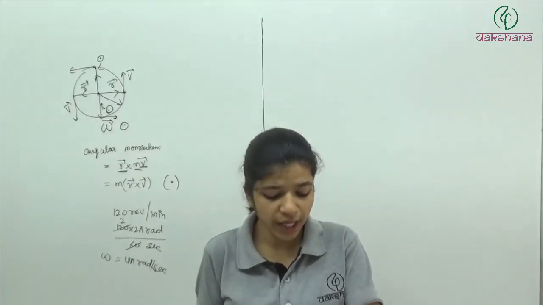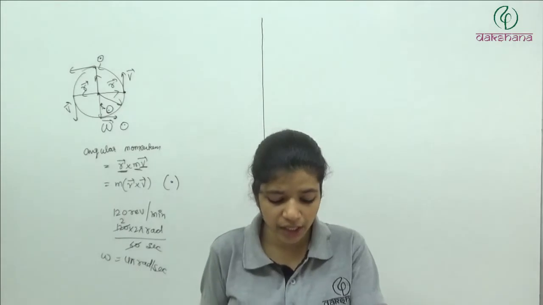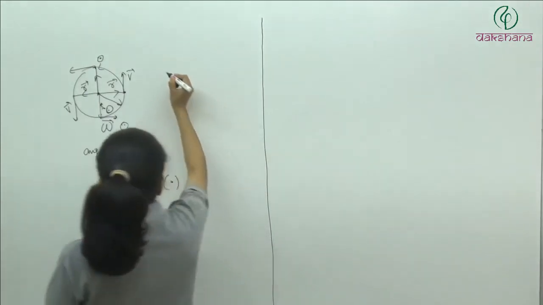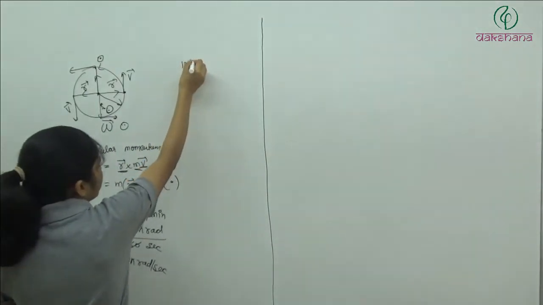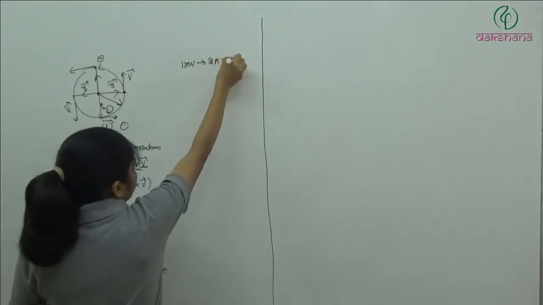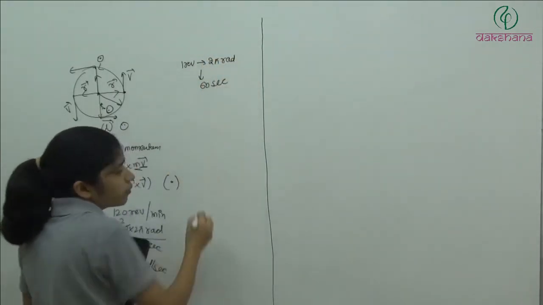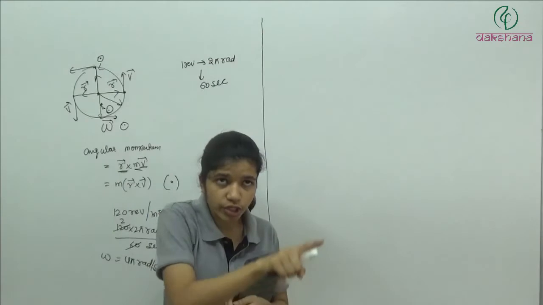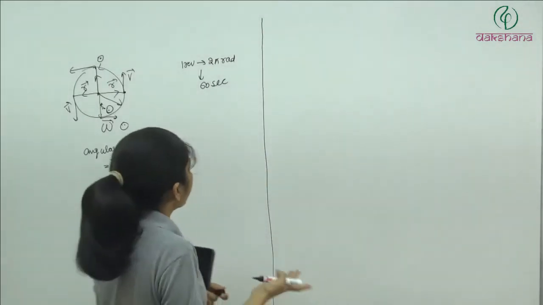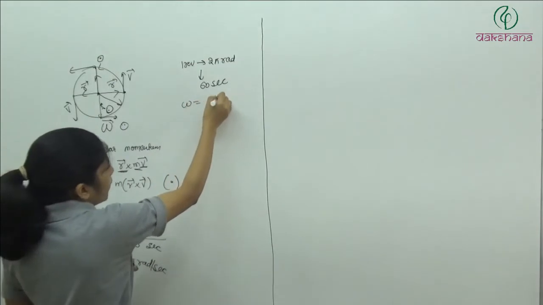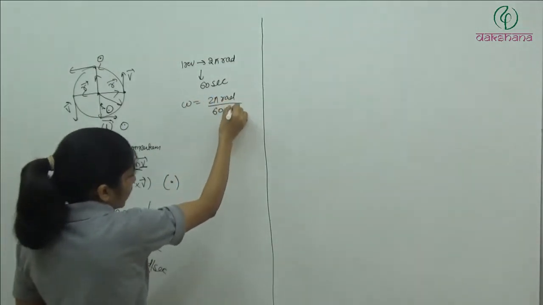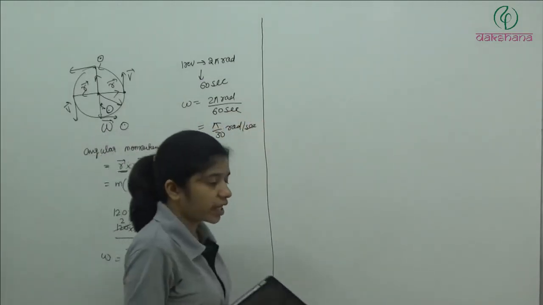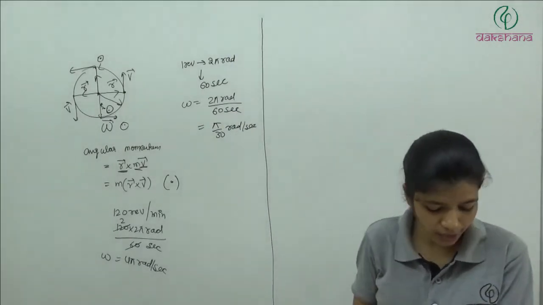Question number A8. The angular velocity of the seconds needle in a watch is. The second needle will complete 1 revolution, or you can say 2 pi radian, in how much time? It will complete in 60 seconds. The second hand in a clock completes 1 revolution in 60 seconds. So omega will be 2 pi radian per 60 seconds. So it will be pi by 30 radians per second. Every second it covers pi by 30 radian.